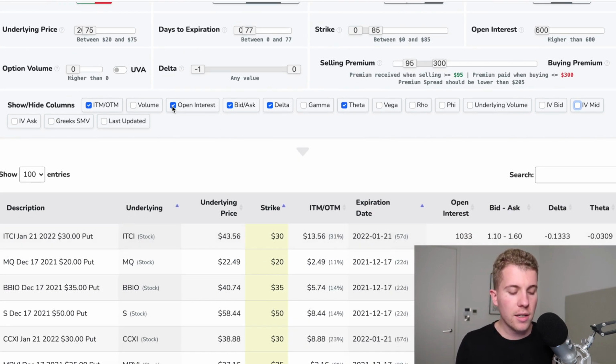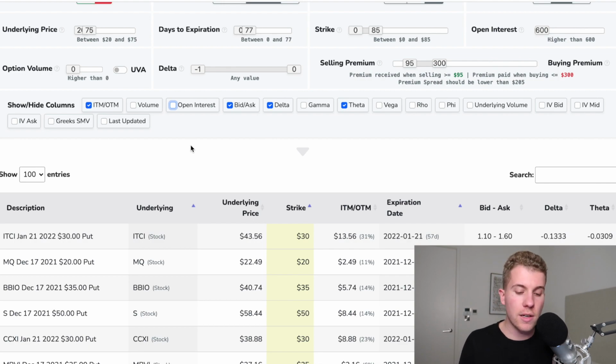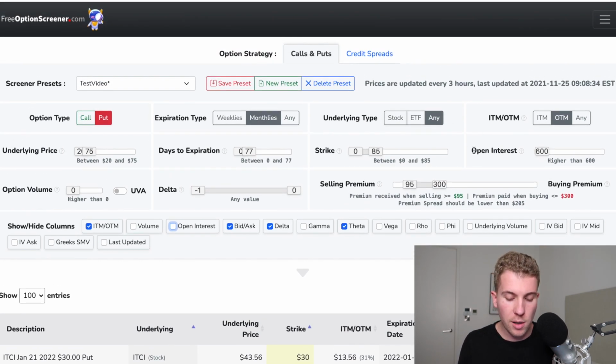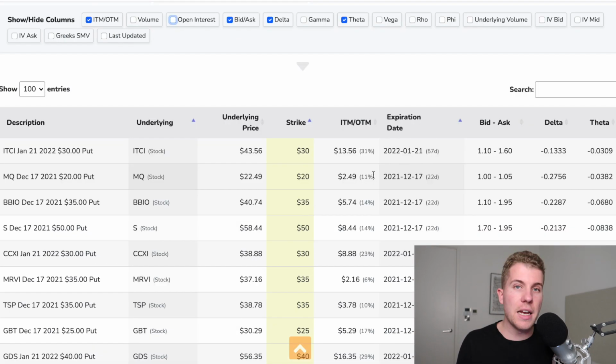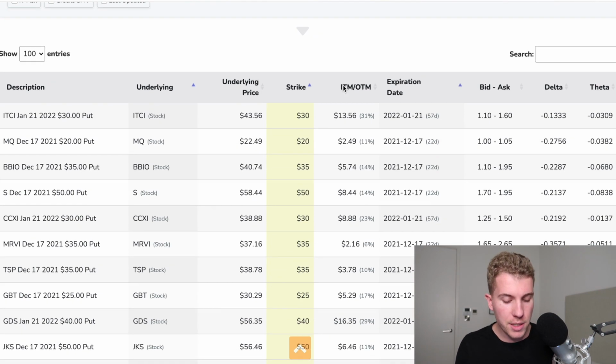And I'm going to actually take away the open interest because I know that there is liquidity in each and every single one of those options because of the filter that I put on for the 600 open interest minimum. So I don't really need to see it. And now it's actually a lot clearer for me, at least.